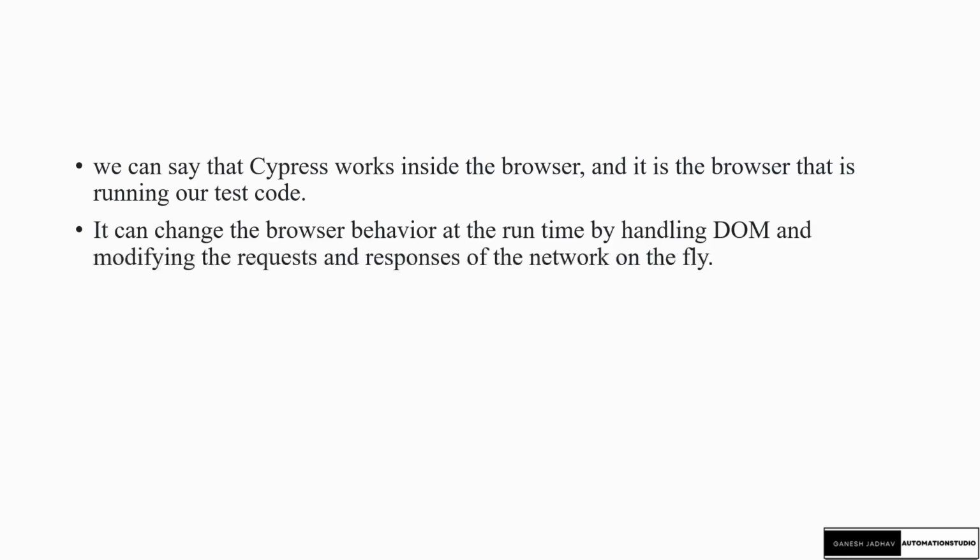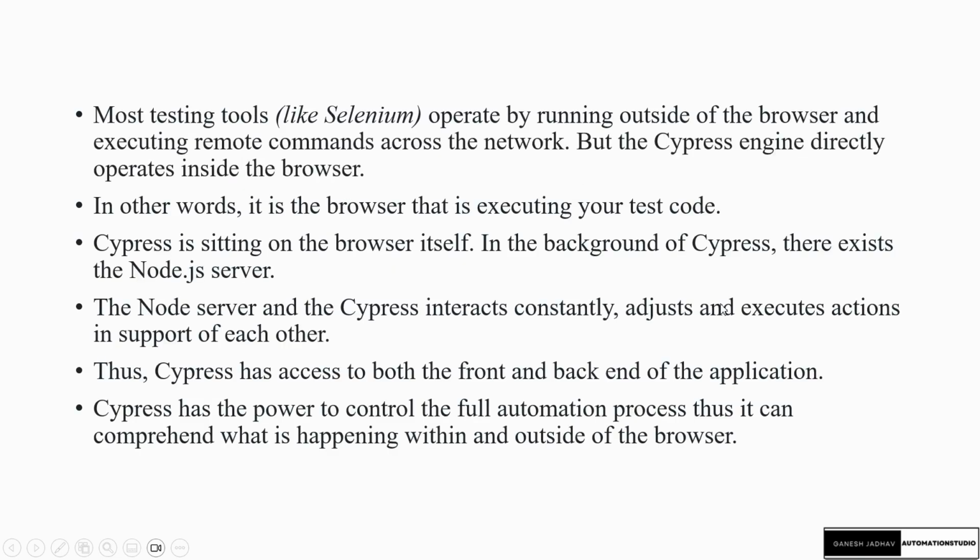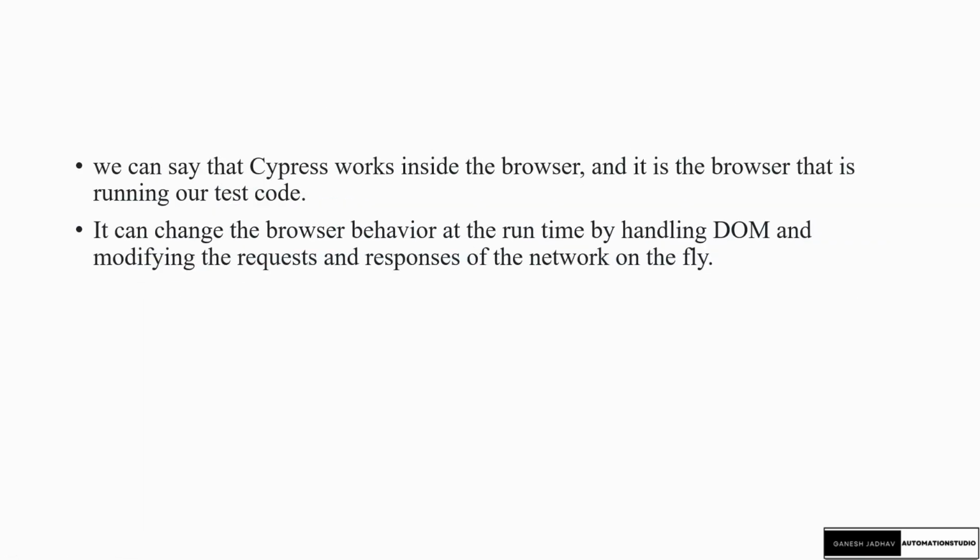So what exactly is happening, guys? What Cypress is doing is sending requests to the real browser over the HTTP protocol with the help of some proxies. Basically they are going to be sent over here, and within the browser all your test cases are executing properly. Okay, so we can say that Cypress works inside the browser, and it is the browser that is running our test.